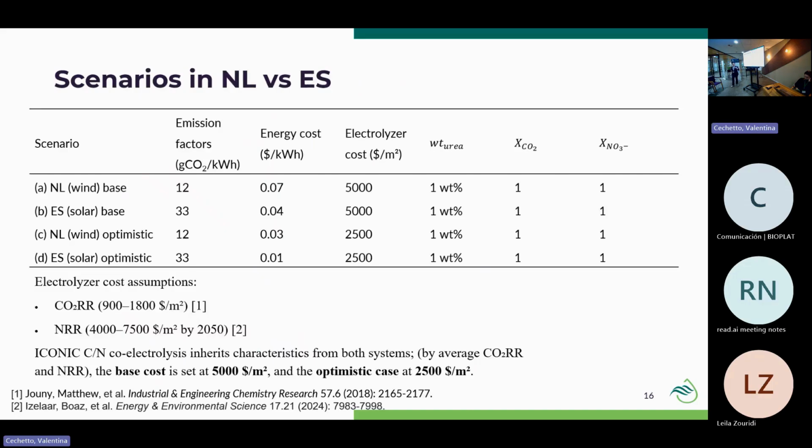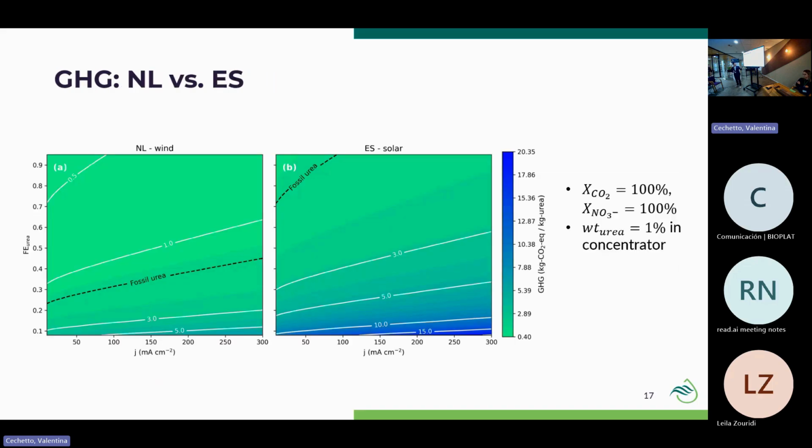We also looked at what the proper manufacturing sites are, the Netherlands or Spain, to place this new technology. We give 4 scenarios. For the base scenarios, we have higher electricity cost and higher electrolyzer cost. For the optimistic scenarios, we divide the electrolyzer cost by half and also lower the energy cost.